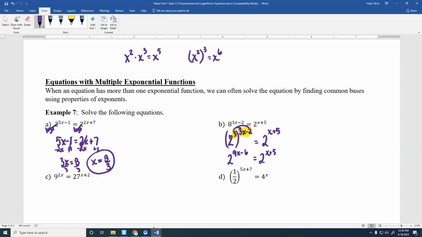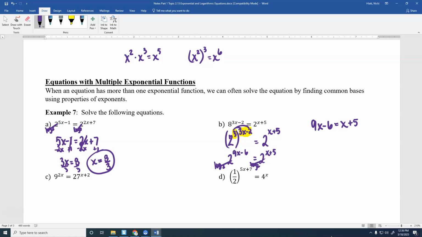So now I've got the same bases on both sides. Now I can do log base 2 on both sides, or you don't even have to write that step if you don't want. It cancels. I've got 9x minus 6 equals x plus 5. And now I'm back to what I had in A.